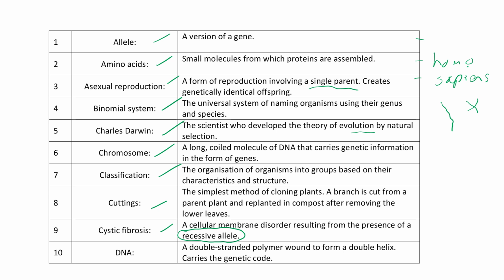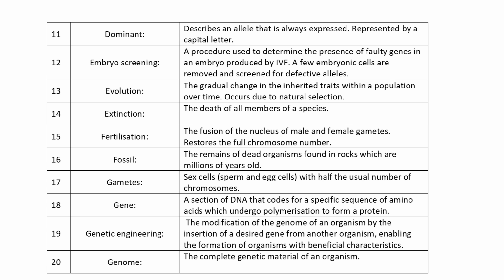A double-strand polymer wound to form a double helix that carries the genetic code. So it's a bit like a spring, and then it's got like another spring. I can't draw it. That's DNA. Describes an allele that is always expressed, represented by a capital letter, right? So if you've got PP, big P is the dominant allele.